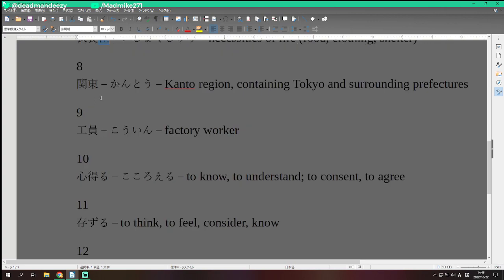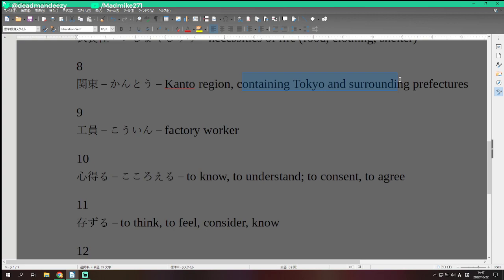Number 8 is kantō. Kan on the left side means a gateway or an entry, and tō on the right side means eastern. So the eastern gateway is the Kantō region, containing Tokyo and the surrounding prefectures. Tokyo and its surrounding prefectures are the gateway to the rest of eastern Japan, even though one could argue that it's kind of on the far limit of the east side of Japan already.